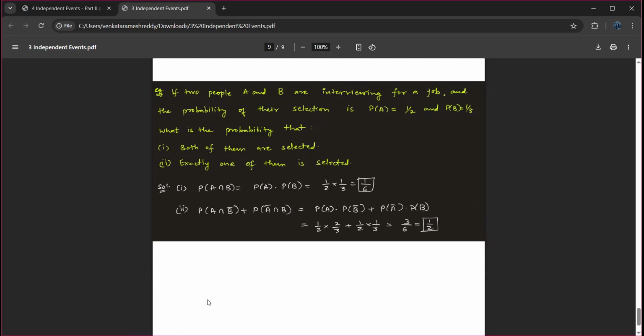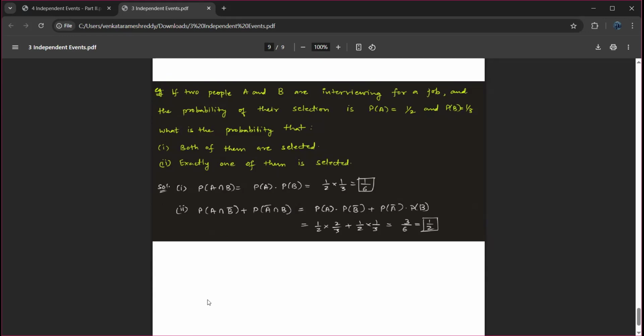So both of them being selected means P of A intersection B. According to independent events, P of A into P of B equals 1 by 2 into 1 by 3, which equals 1 by 6. So this is the probability that both of them are selected. Next one: exactly only one of them is selected.